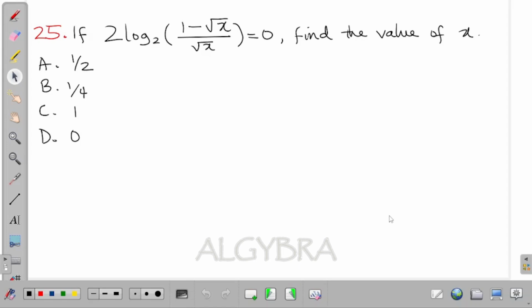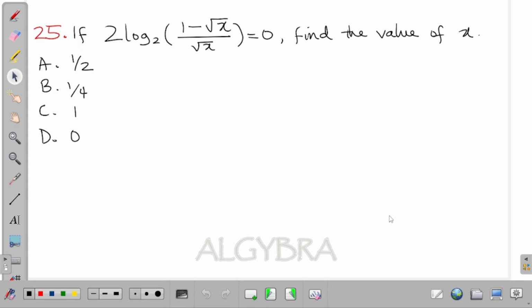So in today's video we are going to go through question 25 of the WAEC 2025 mathematics objective questions. It says: if 2 log to base 2 of (1 minus square root of x) all divided by square root of x is equal to 0, find the value of x. Option A is half, option B is quarter, option C is 1, and option D is 0.